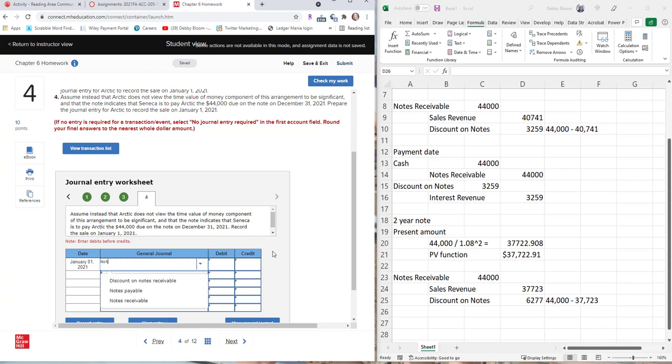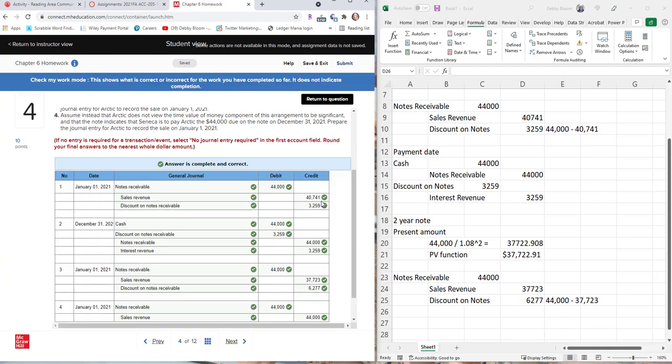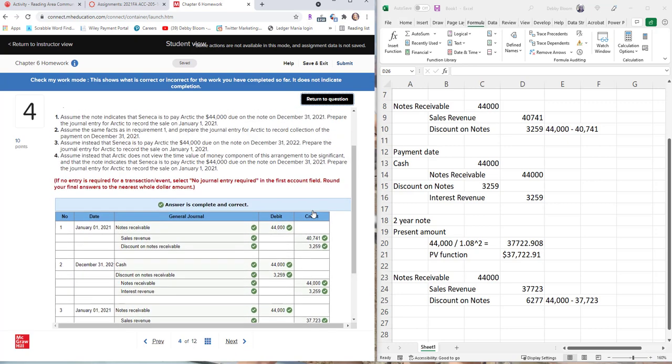So we just debit our notes receivable for $44,000, and we're going to credit our sales revenue for the same amount, $44,000. We have now finished up problem number 4.